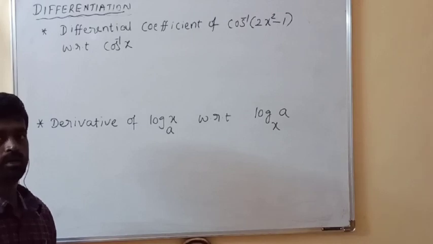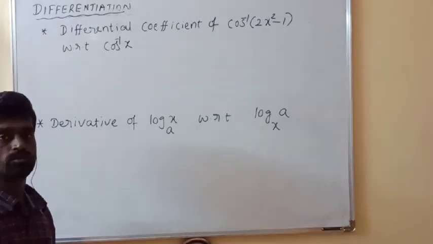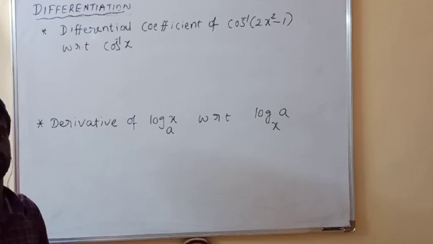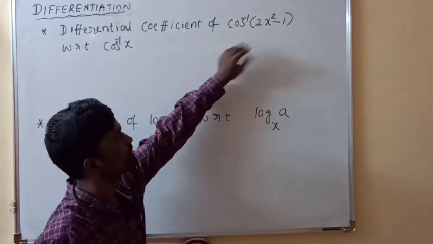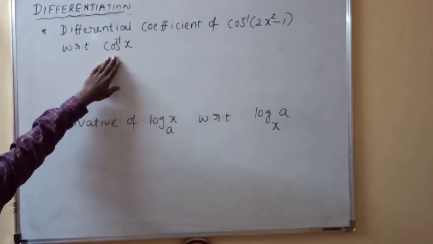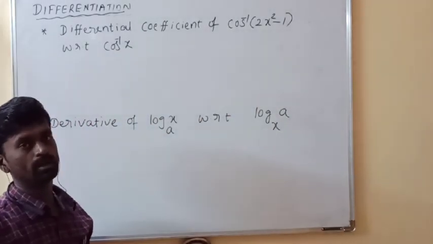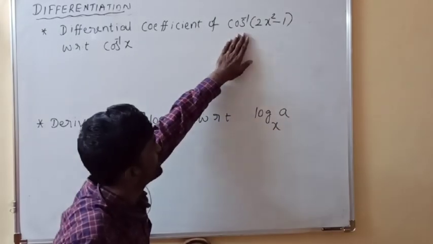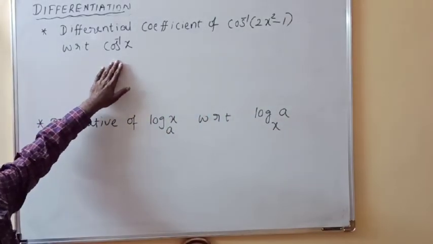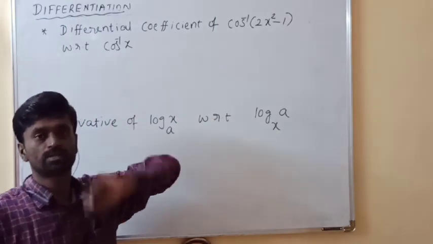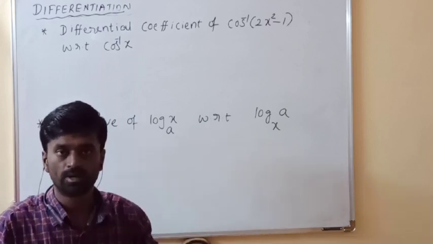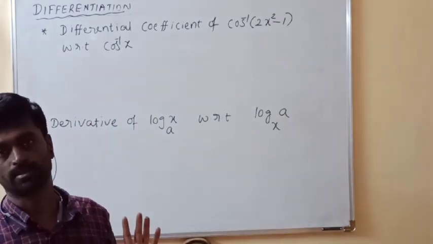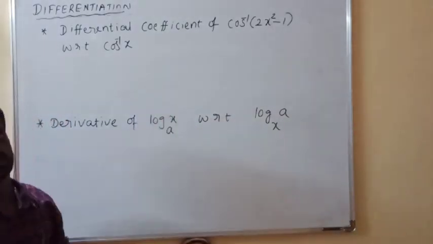Okay. Both problems are related to which model? Derivative of a function with respect to another function. So here we have to find the differential coefficient of cos inverse of 2x square minus 1 with respect to cos inverse x. Differential coefficient is nothing but the derivative only. So we have to find the derivative of the first function with respect to the second function. The derivative of the first function with respect to the second function is equal to the derivative of the first function with respect to x divided by the derivative of the second function with respect to x, because these two are functions in terms of x.